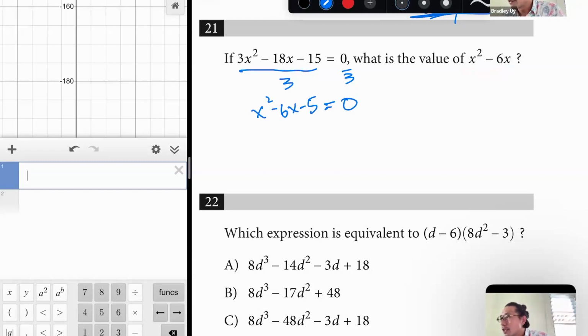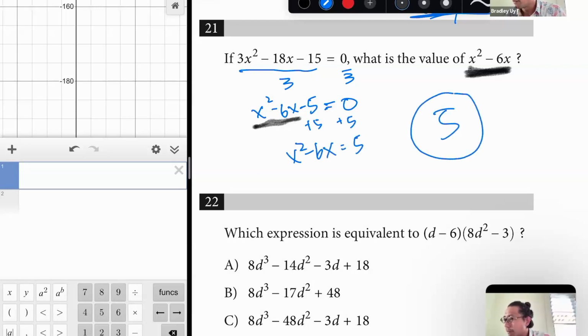Now, at this point, you might realize, hey, they're asking for x squared minus 6x. I have x squared minus 6x here, so all I would need to do is try to isolate that, which is not the way to solve quadratic trinomial equations, okay? So don't be confused, but in this case, we are going to add 5 because they just want x squared minus 6x, and the answer is 5.